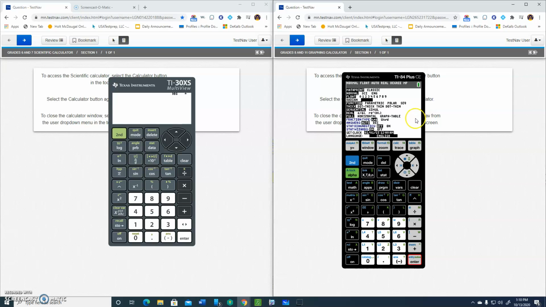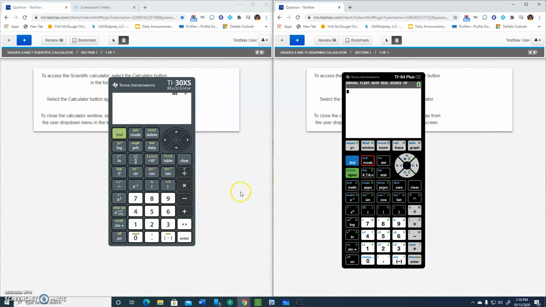And then we want to get back to our home screen. The way we do this in the graphing calculator is to do quit. Notice it's in blue, so second quit takes me to my home screen. And now you could see up here, right there, it says it is in degree. Alrighty. So now, we're in the correct mode.